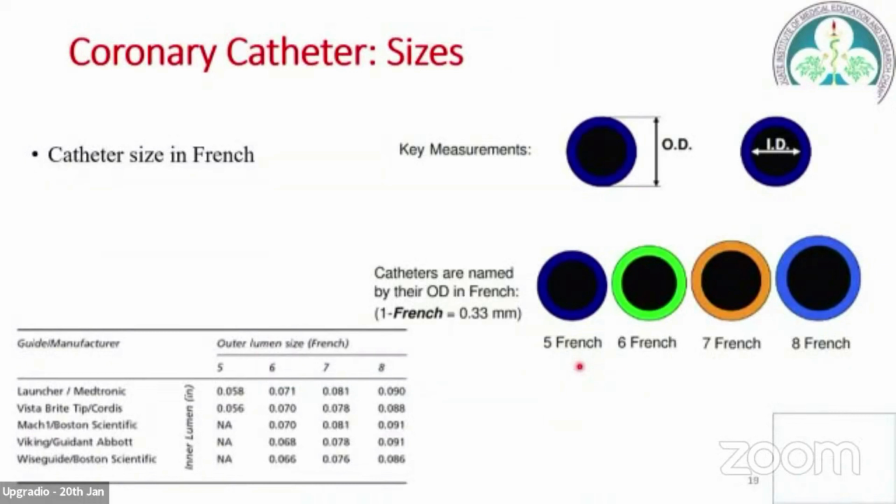Whether it's a 6F, 5F, or whatever size, it's the outer diameter of the catheter, and the inner diameter is important during the intervention. If you see the 5 to 7F guide catheters, the Medtronic guide catheter has the maximum lumen compared to other catheters. It's going to be easy for the interventionist to go ahead with different bulkier devices or two balloons when using the Medtronic compared to other guide catheters.